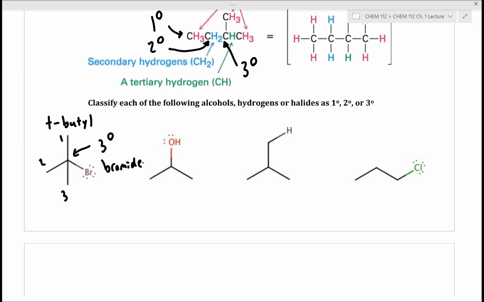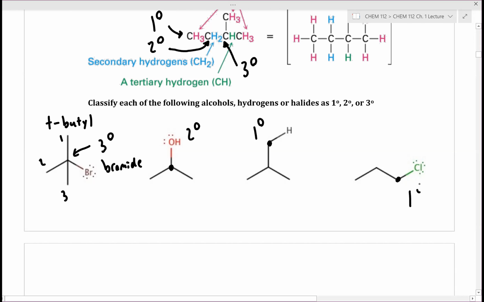Perfect. So let's talk a little bit about this. Would someone like to volunteer for this alcohol, which is known as isopropanol or isopropyl alcohol? Is the carbon that the alcohol is attached to primary, secondary, or tertiary? Secondary. So we classify this alcohol as secondary. Looking at the carbon that this hydrogen is attached to, is that carbon primary, secondary, or tertiary? Primary. Okay, finally, looking at the carbon that our chlorine is attached to, is that carbon primary, secondary, or tertiary?